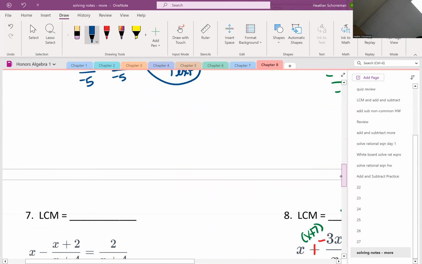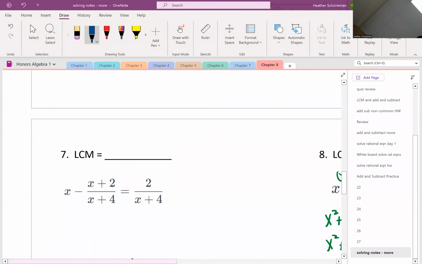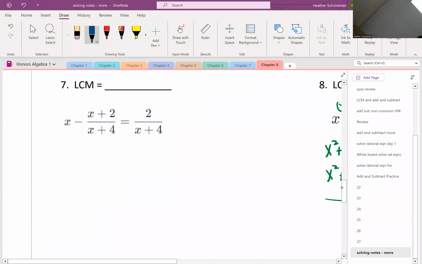Okay, let's go to the back of your worksheet. Let's take a look at number 7. Okay, number 7, my least common multiple, still easy to find, is x plus 4. So I'm going to multiply each term times x plus 4.